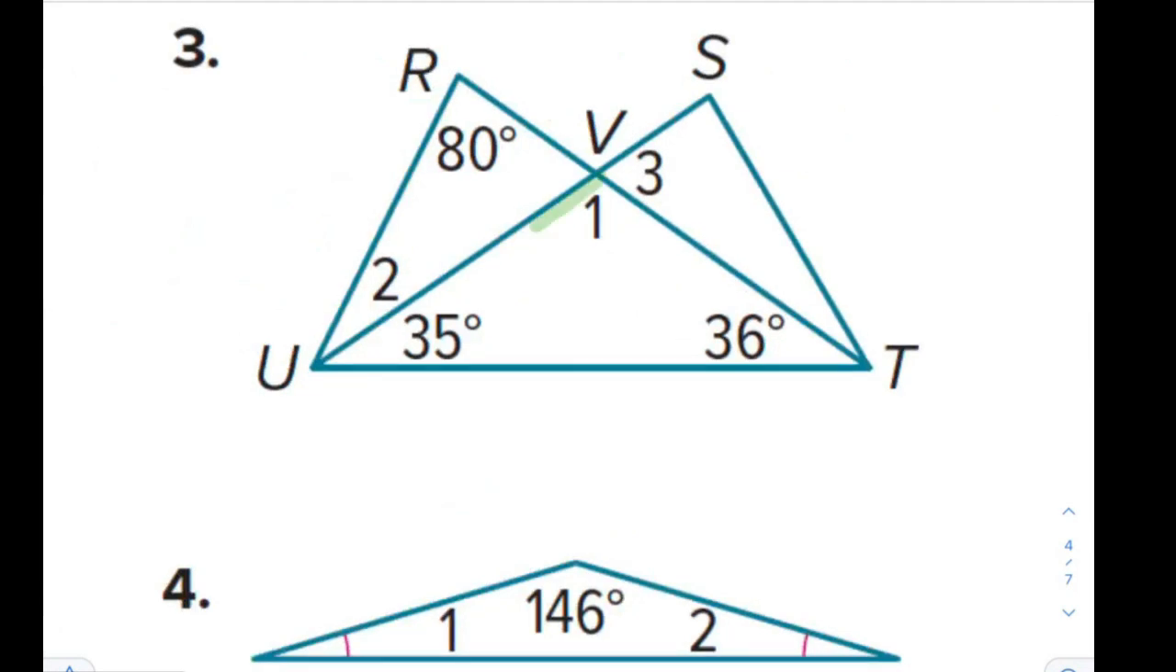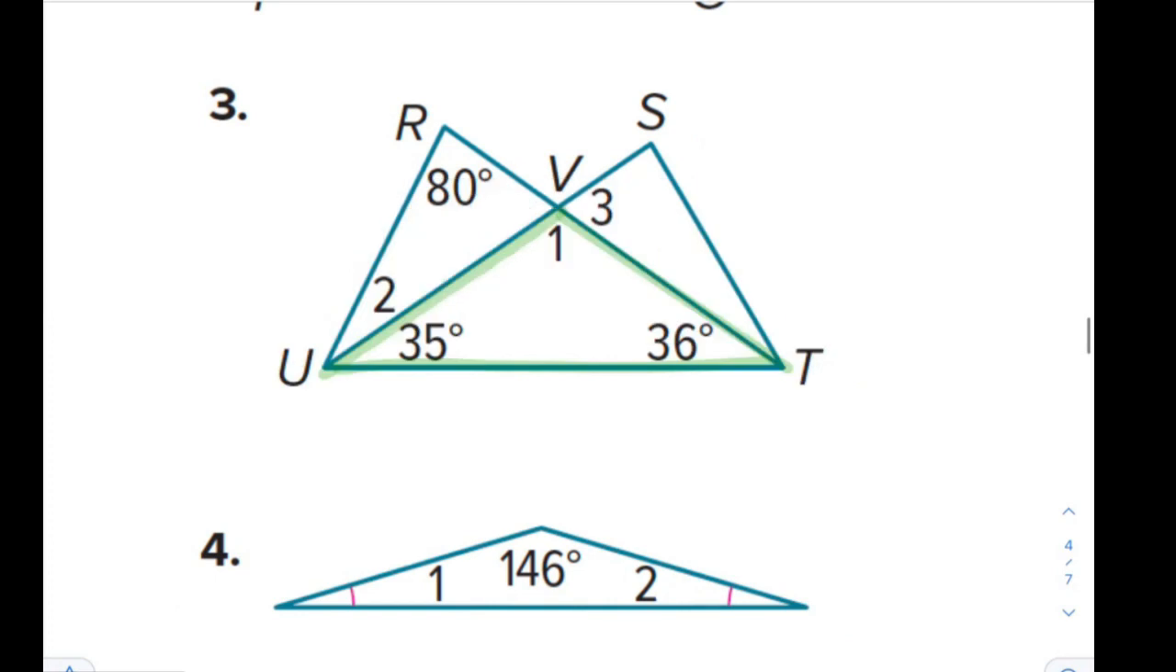Question 3 looks complicated, but it's not. Try to find a triangle that includes the unknown angle. And as you see here, it is in the green. Angle 1 is in the green triangle. So the angle 1 measure is 180 minus 36 plus 35, since the sum of angles equals 180, and the answer is 109. So now we know that.